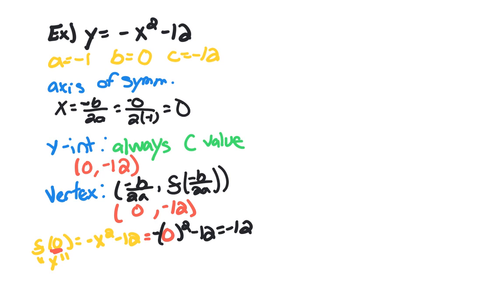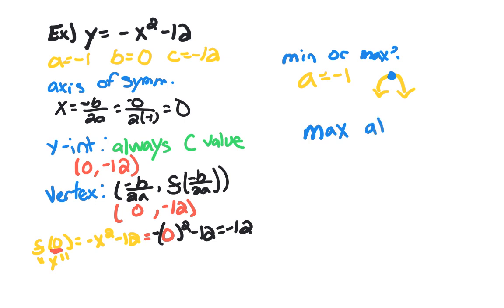Okay, then we need to determine if we have a min or a max. So we're going to look at our a value. So a equals negative 1. That would mean our parabola is going to open downwards, and right here would be our vertex. And it is the highest point, so this would be a max at our vertex, which is (0, negative 12).